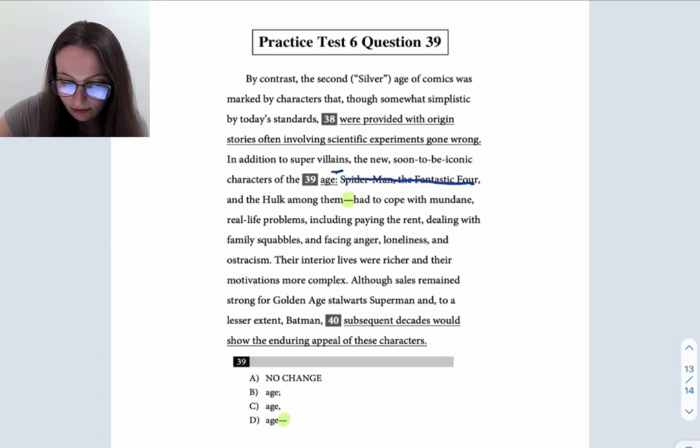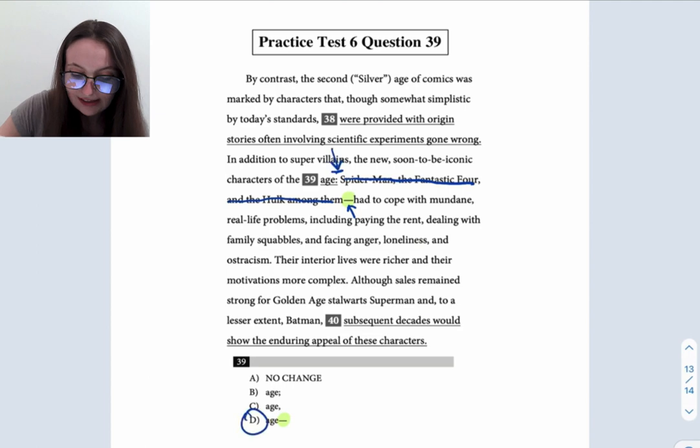So let's try reading around this part right here. In addition to supervillains, the new soon-to-be iconic characters of the age had to cope with mundane real-life problems. That makes perfect sense without the stuff inside. So because we ended with a dash, we're going to start with a dash, choice D.